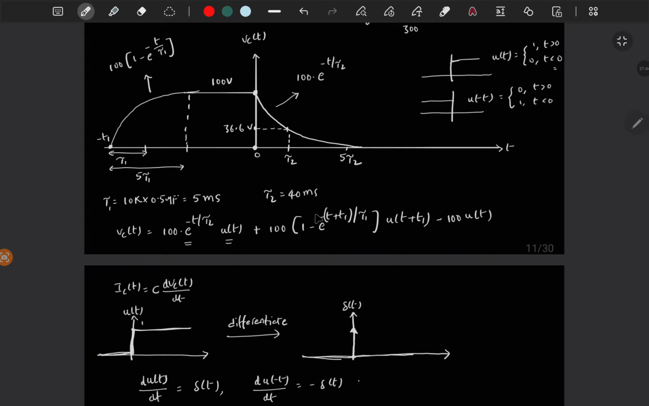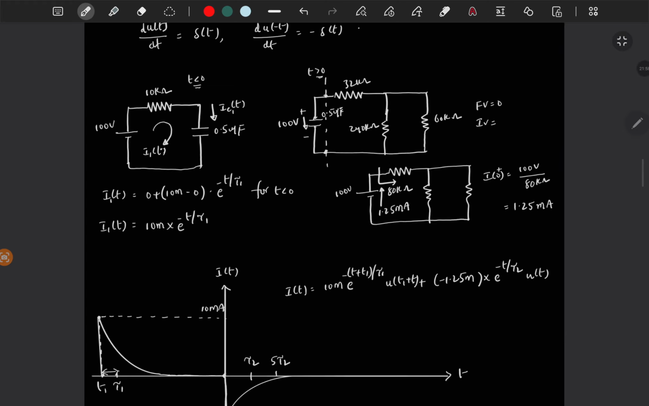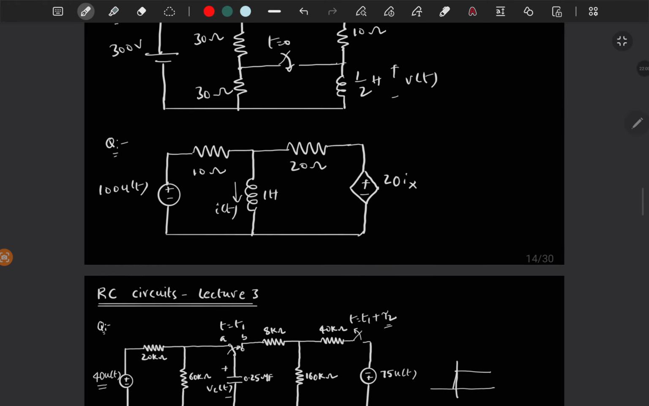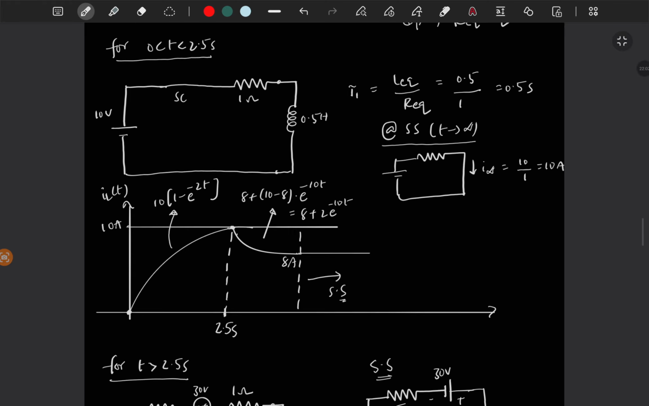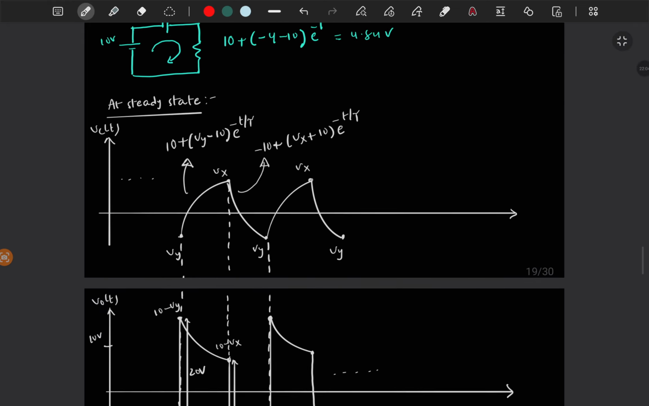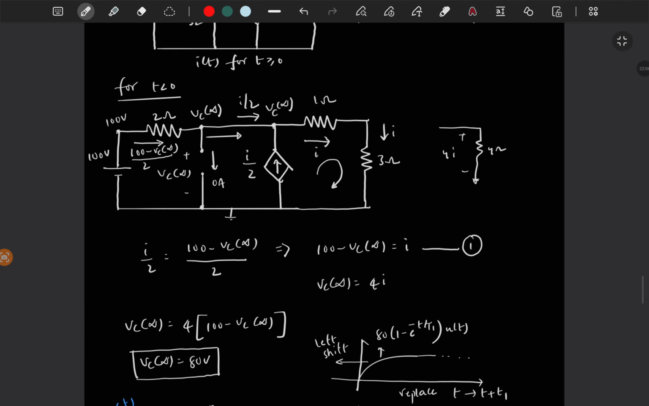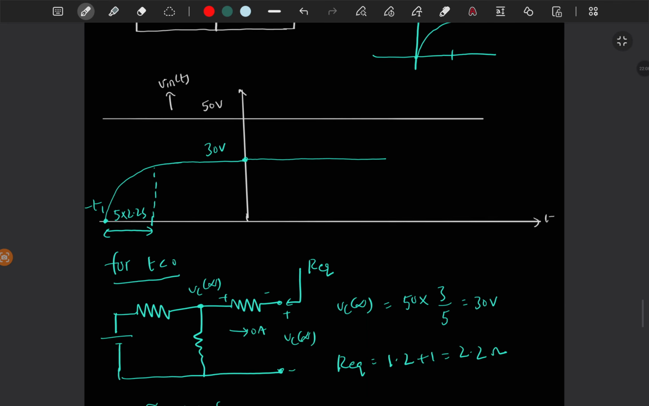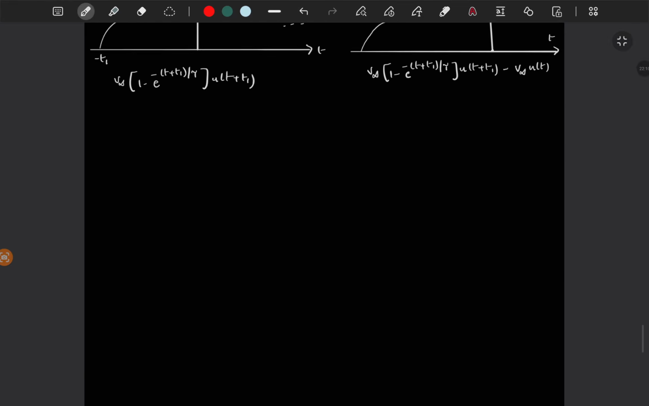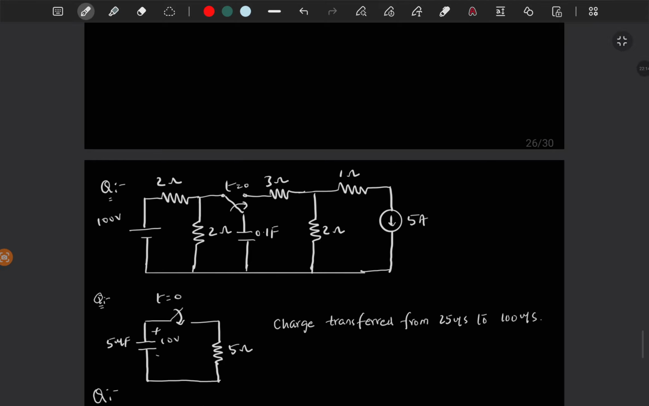So if you subtract, then you will get only this graph, and if you add this equation to this one, then you will get the complete equation. Yeah, that is how this right shift and left shift will work in our concepts. So that is why I have discussed here, and let us move from here and solve some more first order circuits.